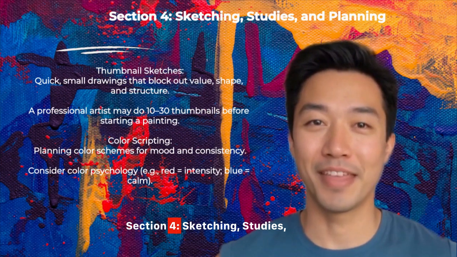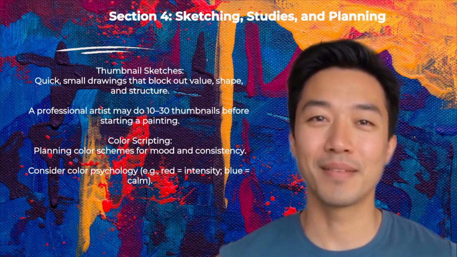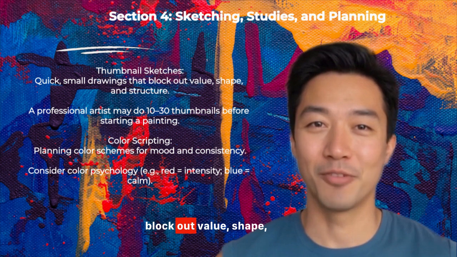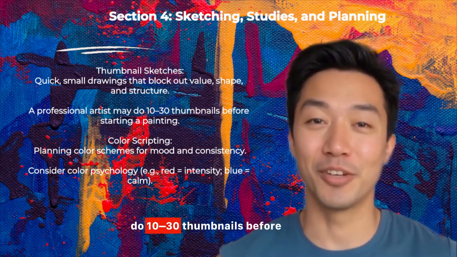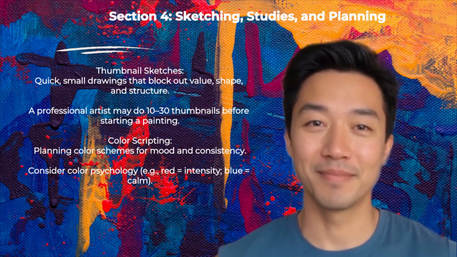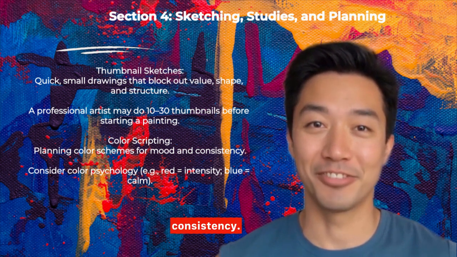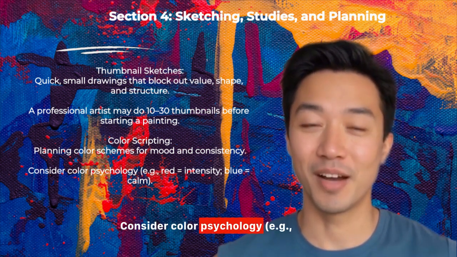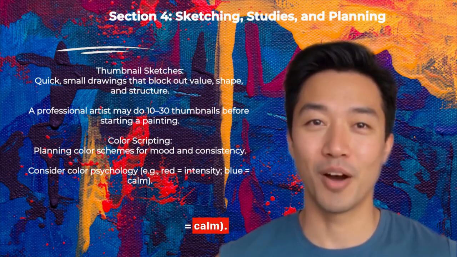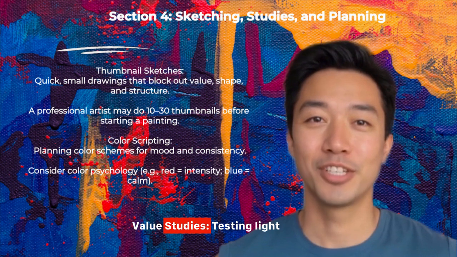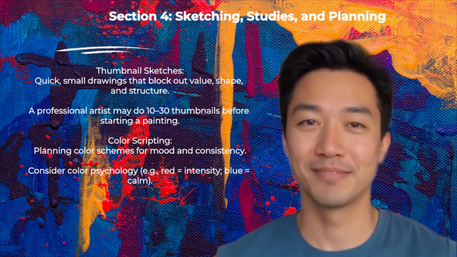Section 4. Sketching, studies, and planning. Thumbnail sketches. Quick, small drawings that block out value, shape, and structure. A professional artist may do 10 to 30 thumbnails before starting a painting. Color scripting. Planning color schemes for mood and consistency. Consider color psychology, e.g., red equals intensity, blue equals calm. Value studies. Testing light and dark arrangements to ensure readability and clarity.